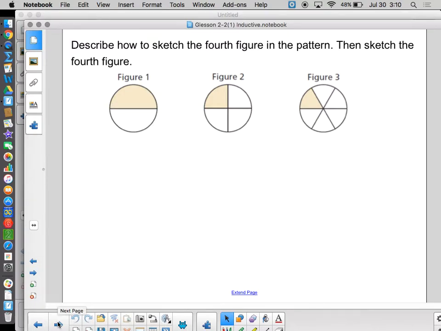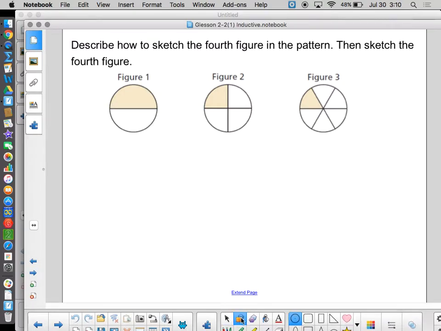A lot of times we see this sort of thing on IQ tests or other types of things where they show us a pattern and ask us what comes next in the pattern. And this is an example of inductive reasoning. Here I see figure 1 is a circle with two sections, the first or top section shaded. Figure 2 has 4 sections. Figure 3 has 6 sections. What do you think the fourth one would look like?